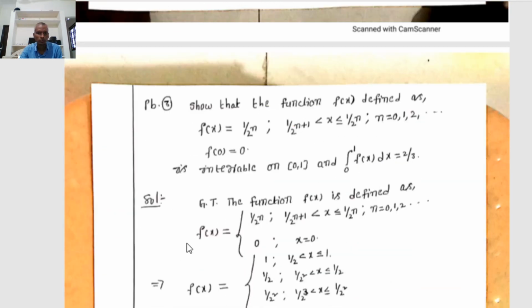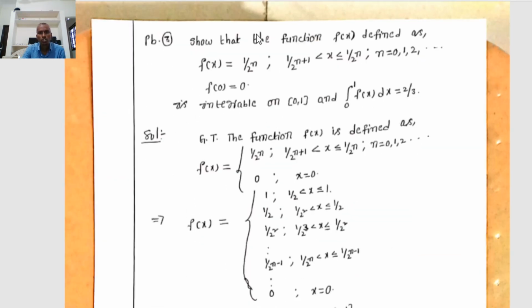Next, the third one. Show that the function f(x) defined as f(x) equals 1/2^n if 1/2^(n+1) is less than x less than or equal to 1/2^n, where n equals 0, 1, 2, 3, and so on, and f(0) equals 0, is integrable on the closed interval [0, 1] and the integral from 0 to 1 of f(x) dx equals 2/3.